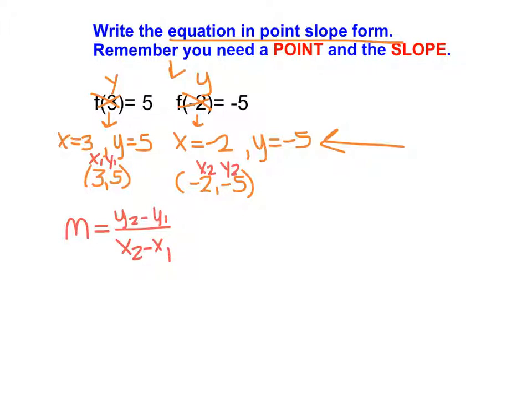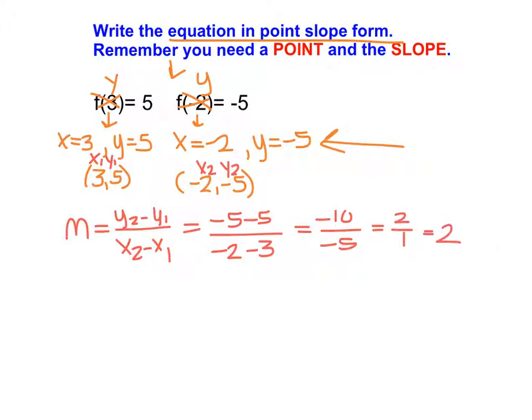So here I'm going to substitute. I have negative 5 minus 5 over negative 2 minus 3. So negative 5 minus 5 is negative 10. Negative 2 minus 3 is negative 5. If we simplify that, we get 2 over 1, or 2. Now at this point, I have a point and a slope. So I'm just going to pick this point right here as my point. So I would take y minus my y coordinate of 5 is equal to my slope of 2 times in parentheses x minus my x coordinate, which is 3.